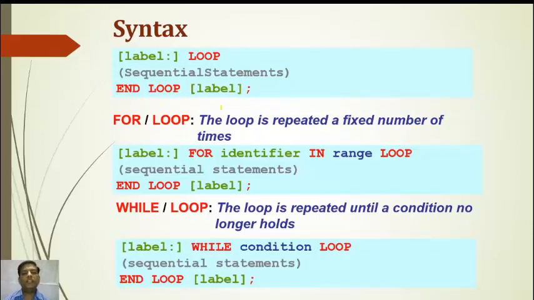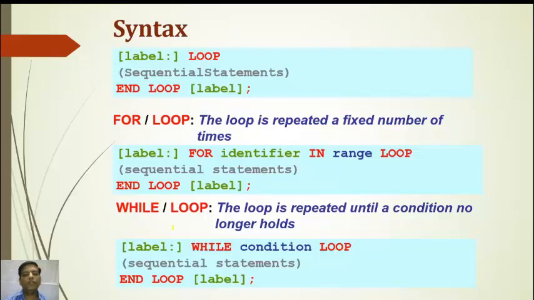Next is the for loop. The loop is repeated a fixed number of times. Label, colon, for identifier in range, loop. Here some range is given, 0 to 5, 0 to 3, whatever it may be. Some sequential statements may be executed, then end loop, label, semicolon.